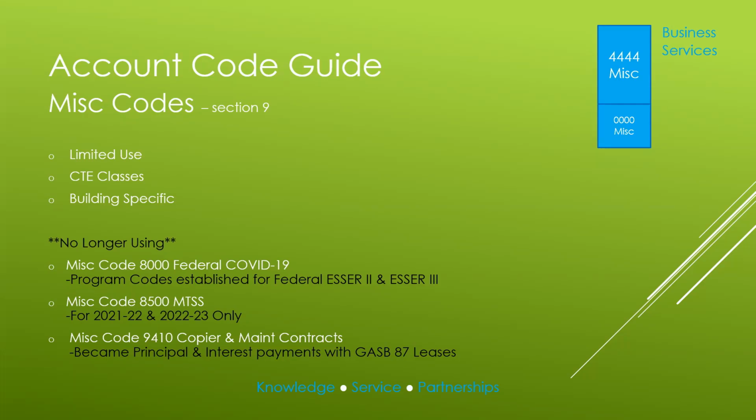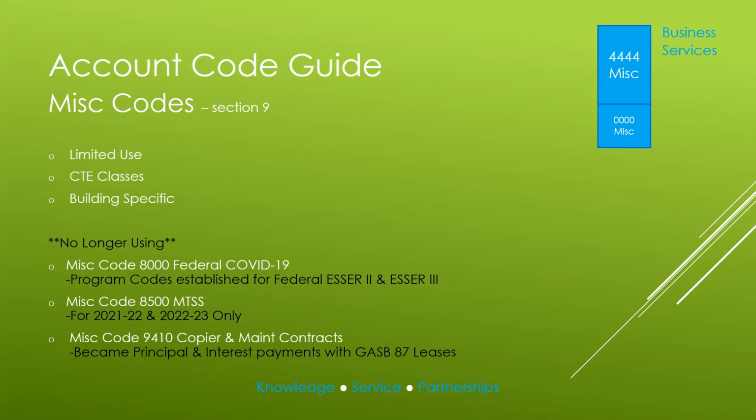Now, this is not something that we automatically do, and a lot of times people will just maintain a spreadsheet of their donation expenditures. We are no longer using some miscodes like miscode 8000 for federal COVID-19. Now, those were costs that we had above and beyond our normal operations during the pandemic. However, OSPI did develop program codes for ESSER 2 and ESSER 3 grants, so we don't need to use that miscode anymore. We also don't need to use miscode 8500 for MTSS.